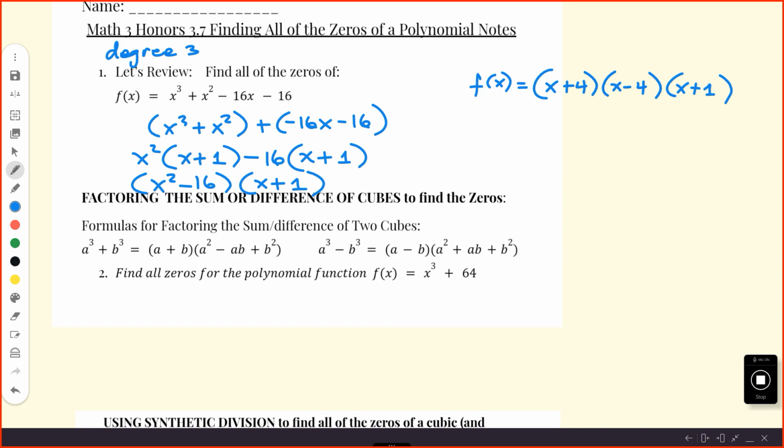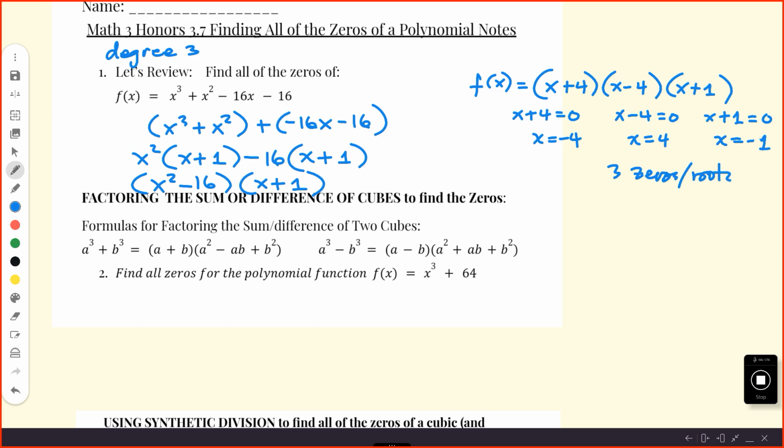So we just have to set each factor to 0 and then solve for x, right? So that's x plus 4 equals 0. And we know that x is going to be negative 4 if we subtract 4 on both sides. X minus 4 equals 0. And so we know x equals 4. And then x plus 1 equals 0. And we know that x equals negative 1. Okay? So as you can see, we have 3 zeros, right? 3 zeros or roots. Okay.